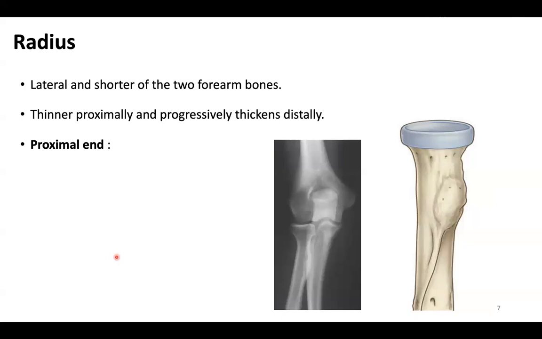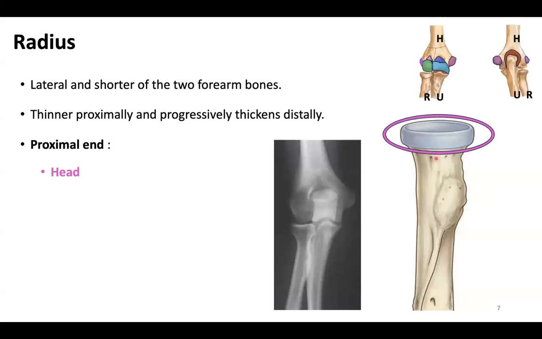Now let's see radius. Radius lies laterally and it's relatively shorter. Like ulna, it's a long bone, so it has features in its proximal end, in its shaft, and in its distal end. First, let's see the proximal end. The proximal end of radius contains the head. This is the head of radius, and as you see here, it's covered with articular cartilage and forms an articular circumference.